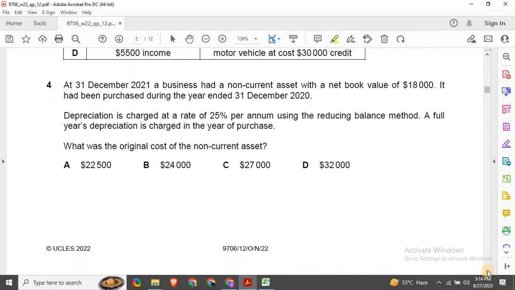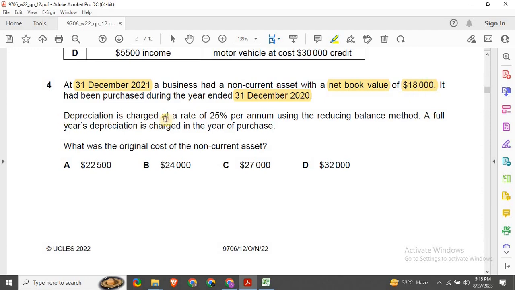Let's move on to question number 4. At 31st December 2021, a business had a non-current asset with a net book value of 18,000. It had been purchased during the year ended 31st December 2020. So it was purchased last year, and this year in 2021, after subtracting depreciation, the net book value is 18,000.